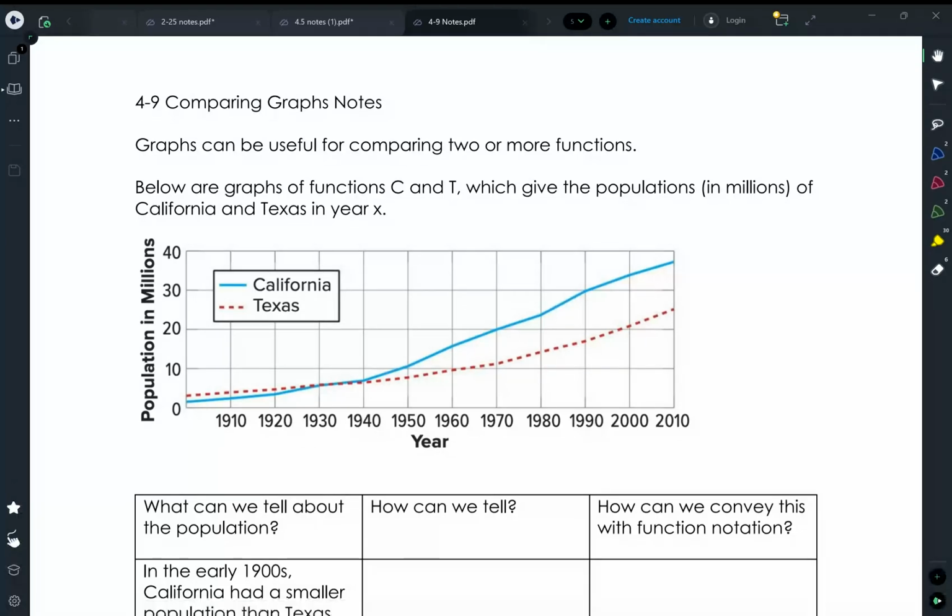Hello class, these are our Illustrative Math Algebra 1 notes for section 4-9. And today we are comparing graphs.